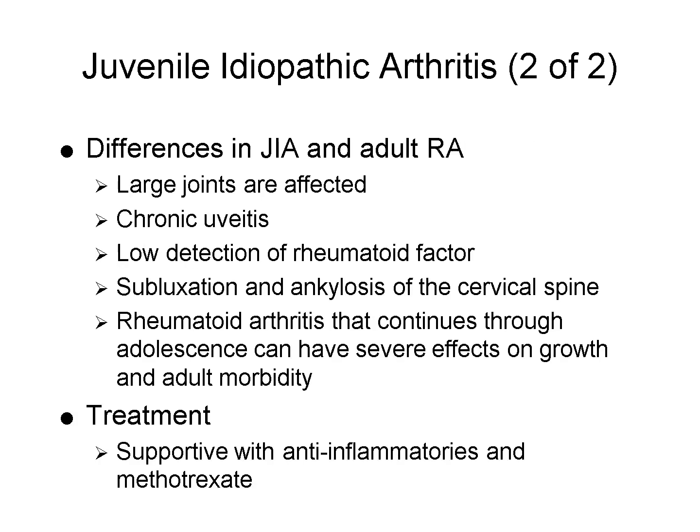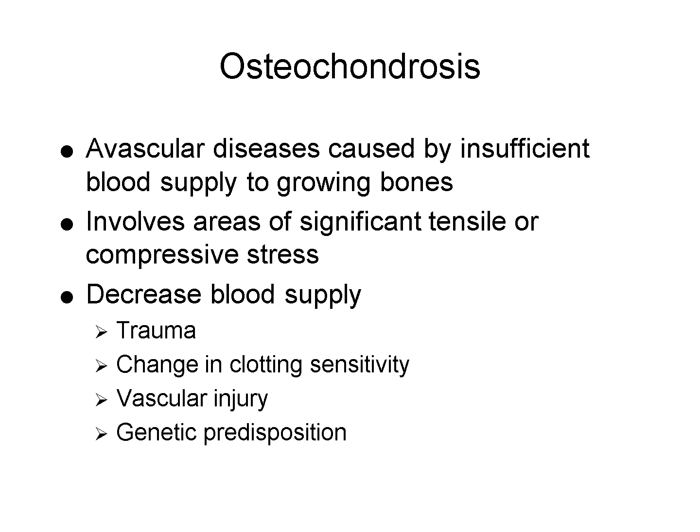Unlike adult rheumatoid arthritis, JIA often affects large joints and has low levels of rheumatoid factor. Complications may include uveitis, subluxation, and cervical spine fusion. Treatment includes anti-inflammatory drugs, methotrexate, and sometimes biologics. The condition can affect growth and lead to long-term joint damage if not managed early.